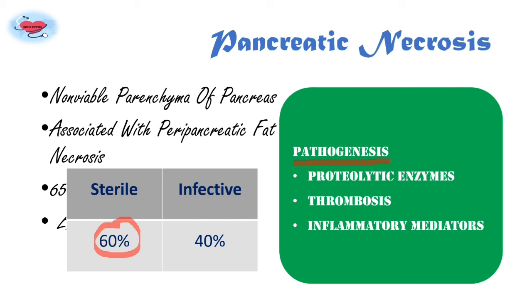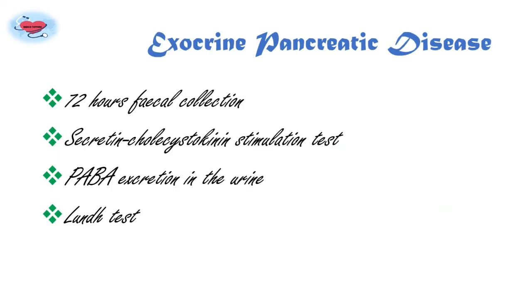coli. Next comes exocrine pancreatic diseases. Causes can be pancreatitis, cystic fibrosis, or pancreatic resections. Here, the investigations to be done are 72 hours of fecal collection just to estimate the daily fecal fat, because in case of pancreatic diseases, fecal fat will be more. That is why we are doing that.